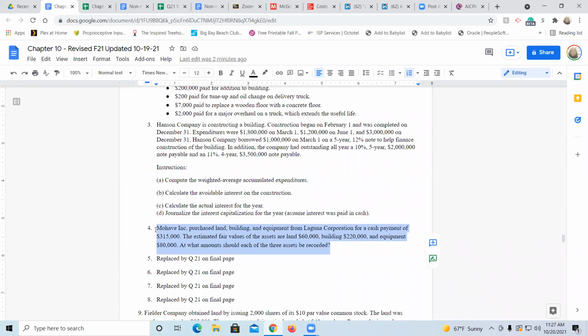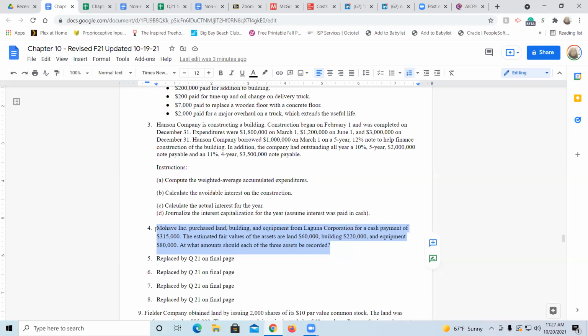Mojave Inc. This is number 4 now. This is a lump sum purchase, okay? Mojave Inc. purchased land, building, and equipment from Laguna Corporation for a cash payment of $315,000. So 3 things, 1 payment, right? And it's 3 very different assets. So you can't just debit assets and credit cash. You have to separate them out, because remember, even land is not going to be depreciated. The building will probably have a much longer useful life than equipment, so they all need to be separated out so that you can account for them properly.